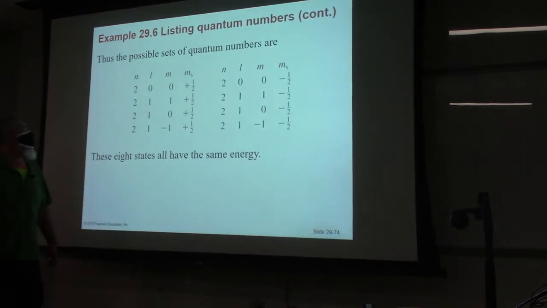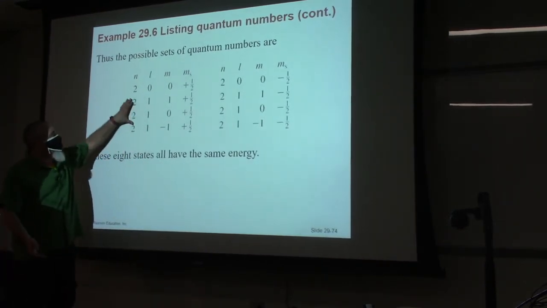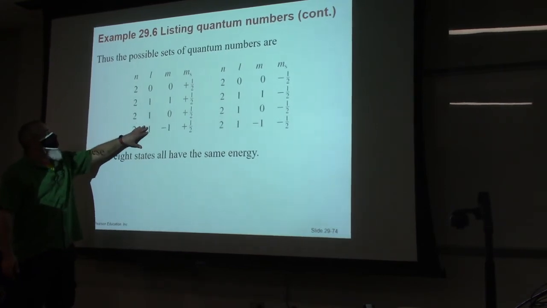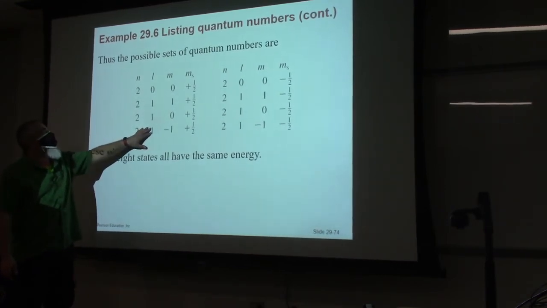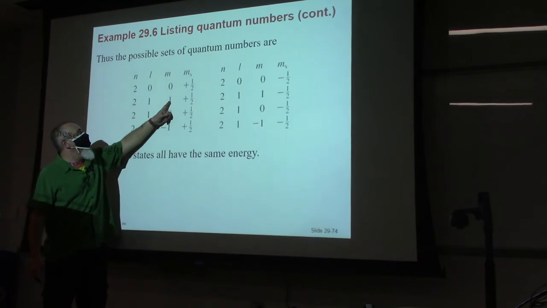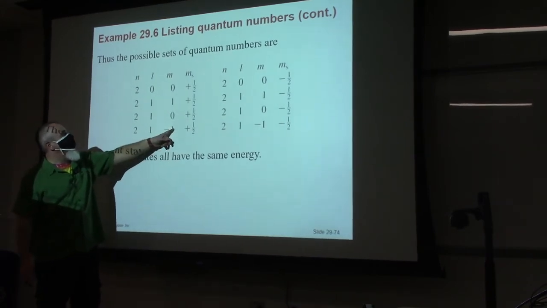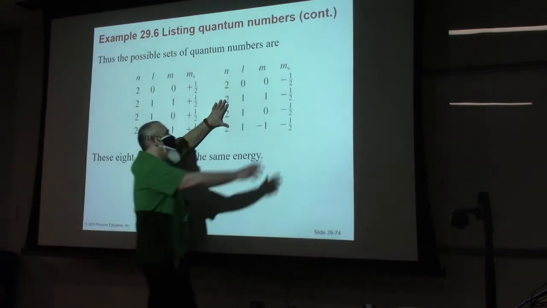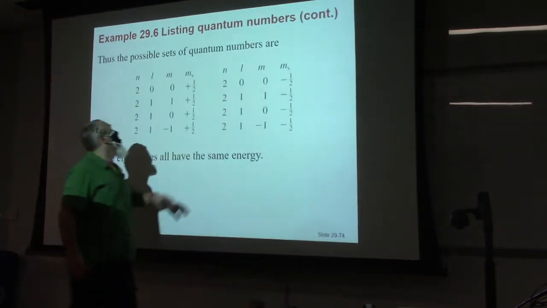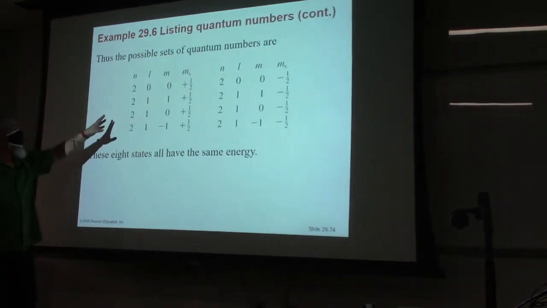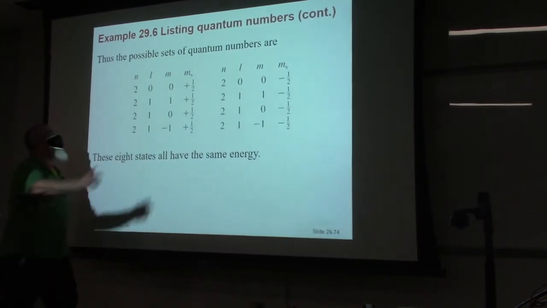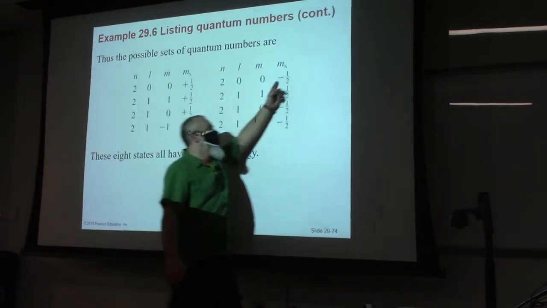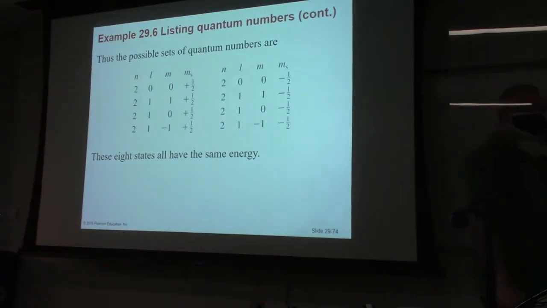So when n is 2, I guess I would start down here. When n is 2, l could be 1. When l is 1, m could be 1, 0, or negative 1. And each of these has a plus half, each of these 3, or a minus half. Now when n is 2, l could also be 0. When l is 0, m is 0, and then each of those has a plus or minus half. So we've got 8 different states here.